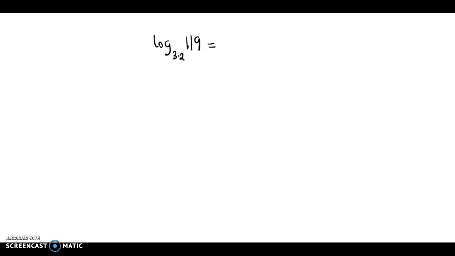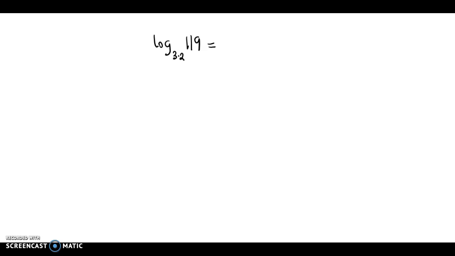All right, so this is a non-standard base log which we have to evaluate. Now, when we talk about non-standard base log, we are looking at any number other than 10. So if you have log of any other number, like instead of the 3.2 that we have, assuming we had log of 10 to 119, that would have been a standard base log. But if you have any other number apart from 10, then that is going to be a non-standard base log.